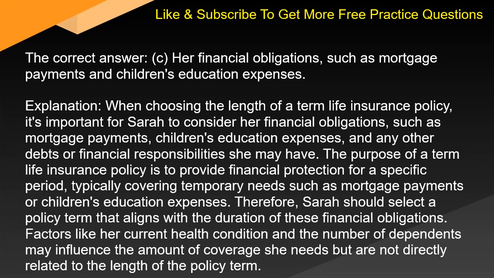The purpose of a term life insurance policy is to provide financial protection for a specific period, typically covering temporary needs such as mortgage payments or children's education expenses. Therefore, Sarah should select a policy term that aligns with the duration of these financial obligations. Factors like her current health condition and the number of dependents may influence the amount of coverage she needs but are not directly related to the length of the policy term.